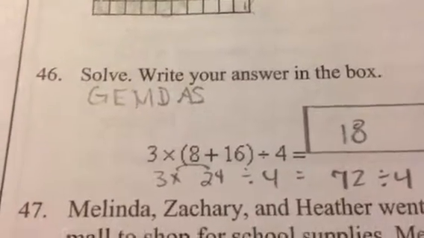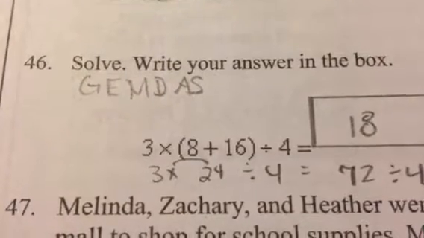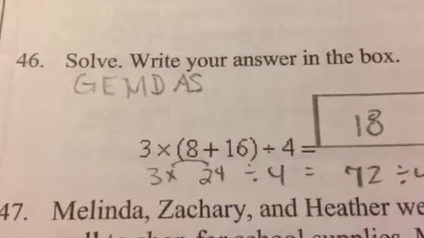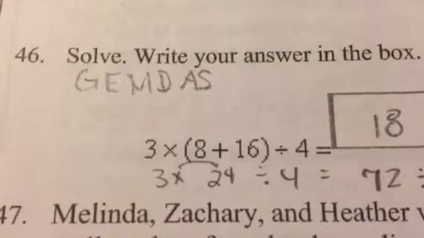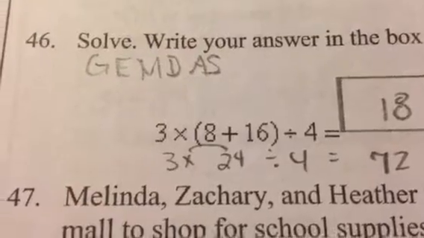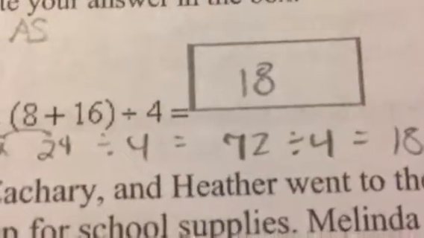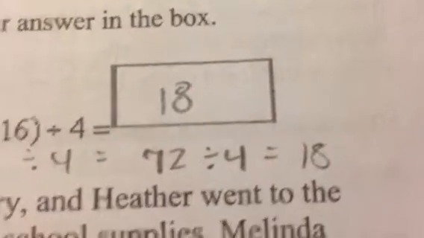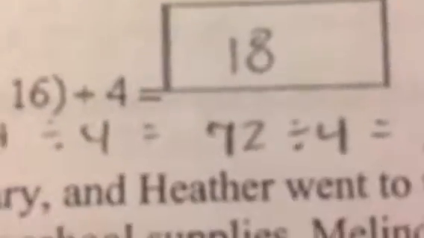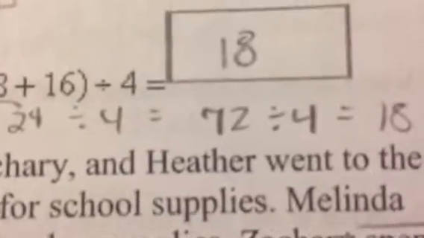Looking on to number 46, it was just using your GEMDAS, so remember to solve your grouping first. 8 plus 16 is 24, and then I'm rewriting it with the equivalent expression, so I have 3 times 24 divided by 4. Order of operations is going to tell me to work multiplication, division, left to right, so I multiplied 3 times 24, and I got 72. And now I'm going to take that 72 and divide it by 4. You get a final answer of 18. Remember, when you're doing that final part of 72 divided by 4, you can actually rewrite the division over to the side inside of your number house to help you out.